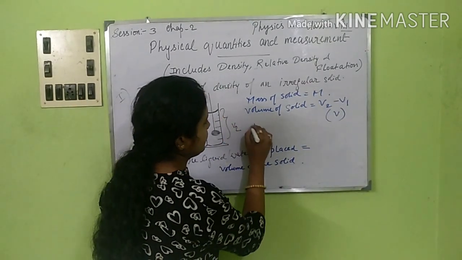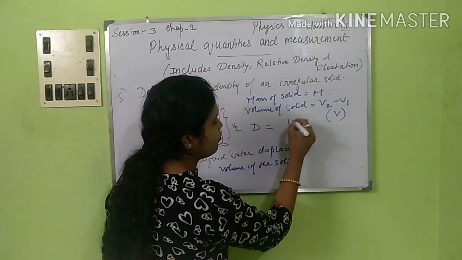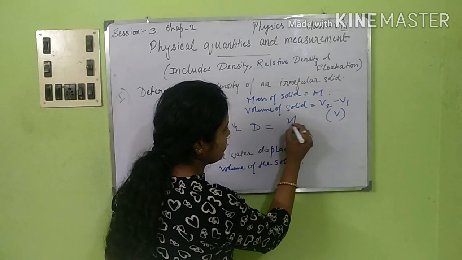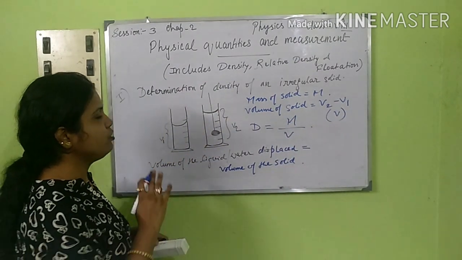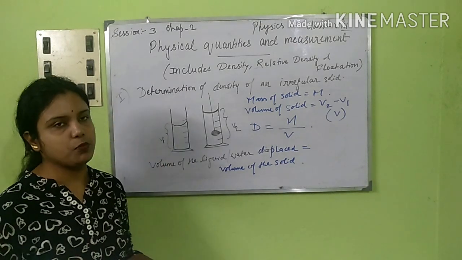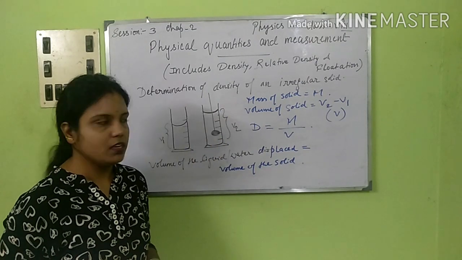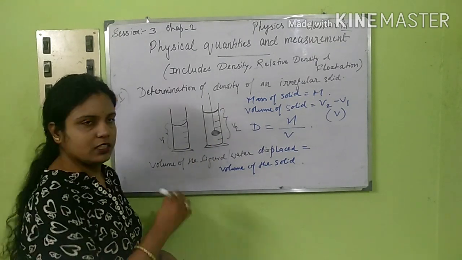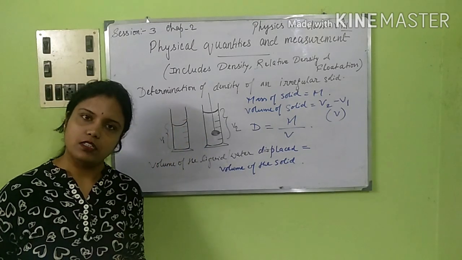So density is equal to, obviously we know, mass of the solid by volume of the solid, so it's coming to M by V. So this is how we determine the density of an irregular solid. This is a displacement method. You can see how this water is getting displaced. So this is a displacement method of finding out the density of an irregular solid.